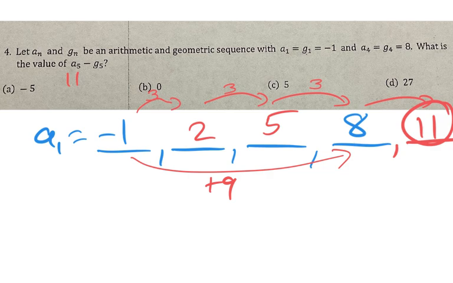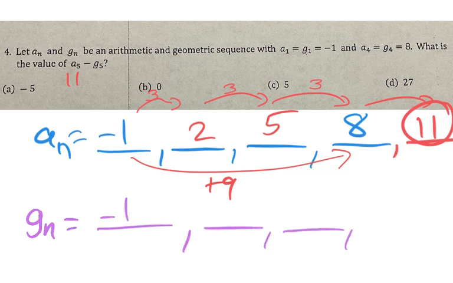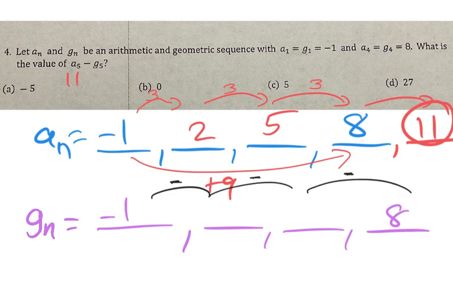Everybody good with that? Now we need to find g sub 5. So if I look at, this is a sub n. If I look at g sub n, it started at -1. Then we got something, 8. So here this has to be multiplying. The first thing I see is if this one's negative and this one's positive, I have to be multiplying by something that's negative. Right? So it's going to be negative something, and then negative something, and then negative something. I do not think 3 would work. I think it's going to be 2.